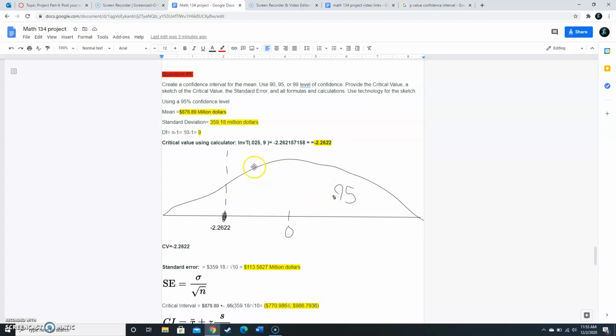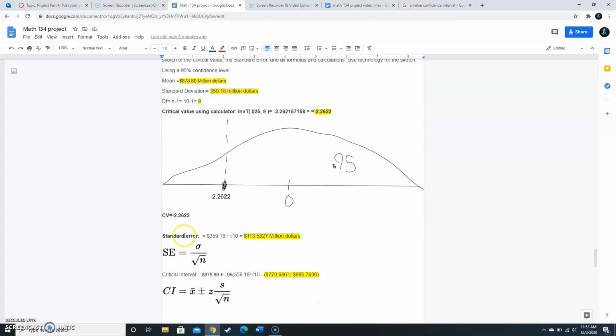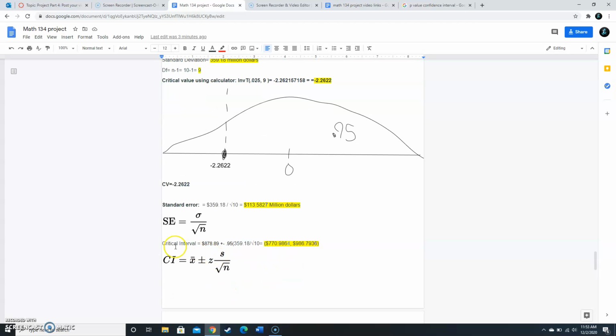And here's a picture of my critical value, and there's the confidence level. As you see, the standard error is the standard deviation divided by the square root of n, and I got $113.5827 million, and I rounded to 4 decimal points on all of these. The confidence interval is x bar plus or minus z times s divided by the square root of n, and the z is just the confidence level.